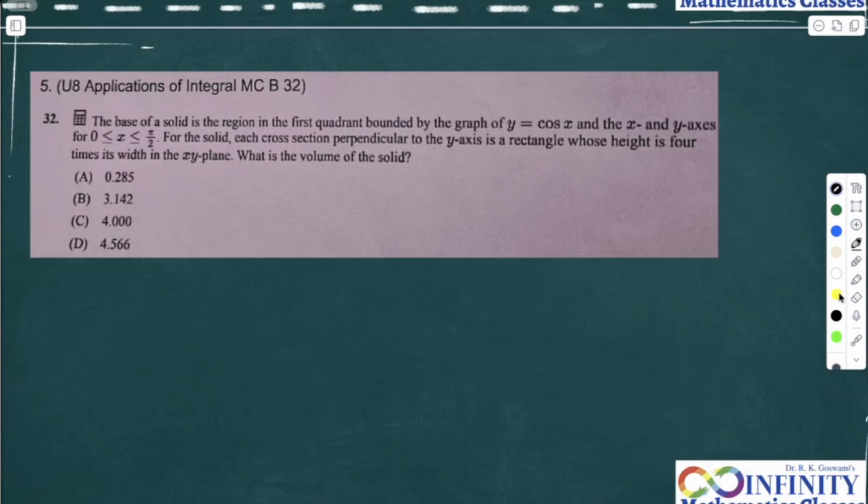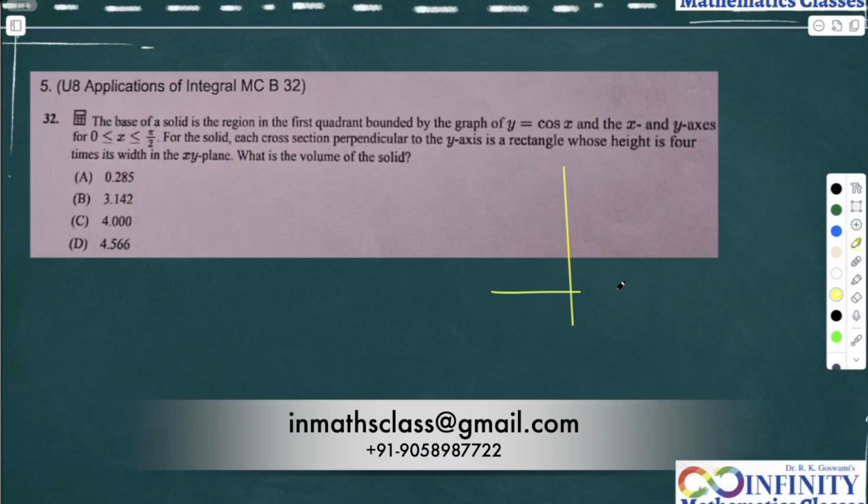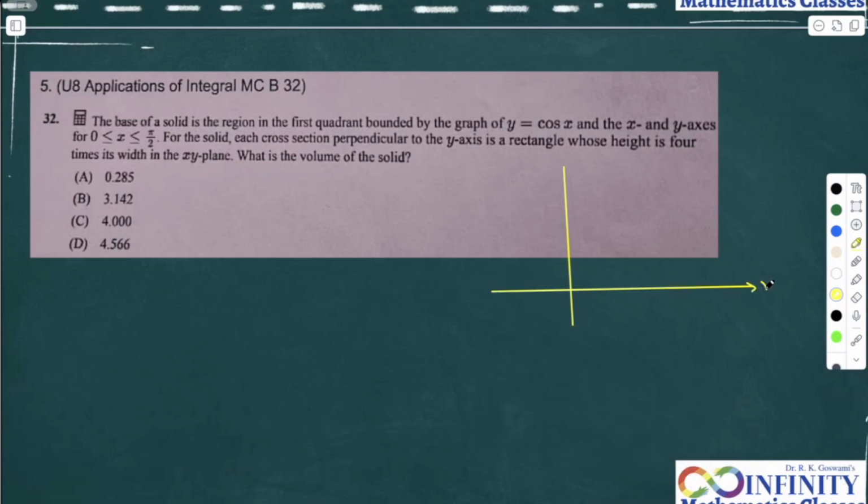Please try to help me in drawing the graph. This is your x-axis. This is your y-axis. y equals cos x. Cos is 1 at 0. And at pi by 2, this is going to be 0. So I'm expecting that this is the graph of y equals cos x. Right? Right.